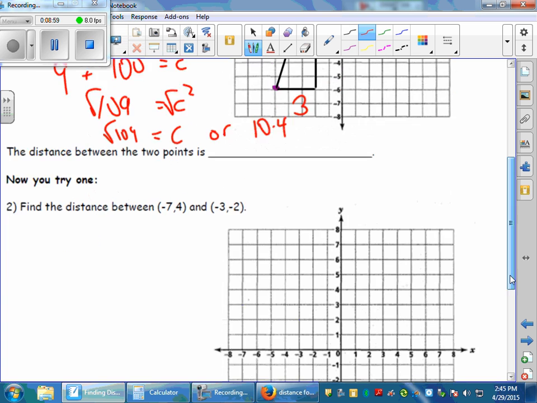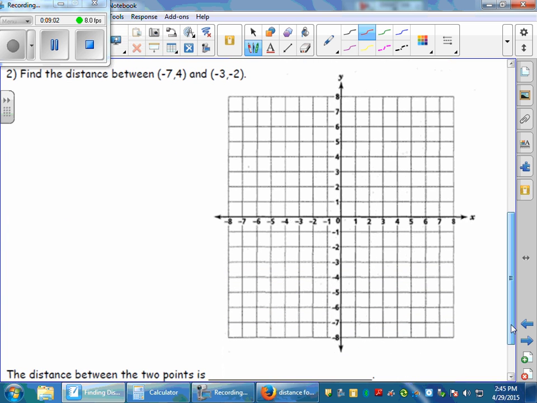All right? So why don't you guys try one just like that, where you have to graph the 2 points. Again, pause the video and unpause it when you are done. All right, so hopefully that was enough time for you guys to try it. -7, 4 is right here. -3, -2 is right there. Let's connect these 2 points with a nice line. Let's make this triangle and count up these side lengths. I get 1, 2, 3, 4. 1, 2, 3, 4, 5, 6.